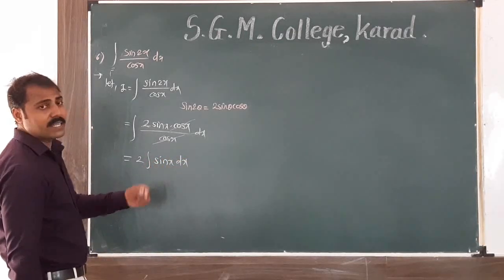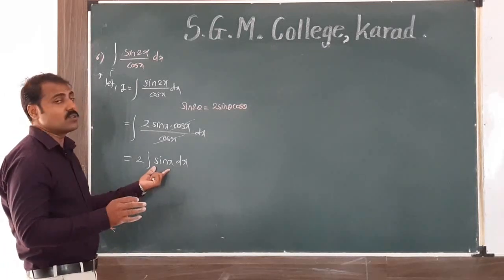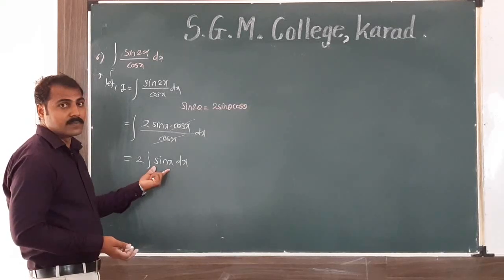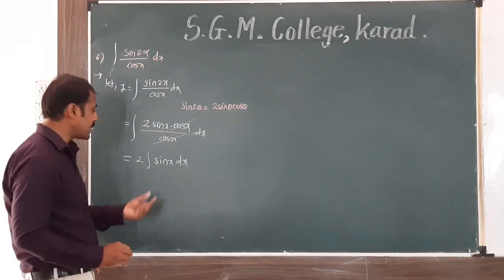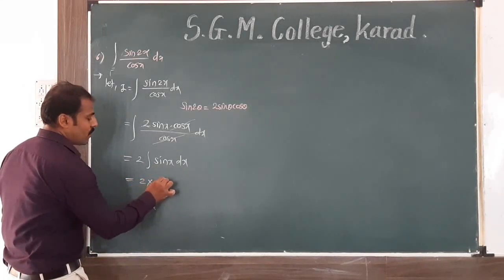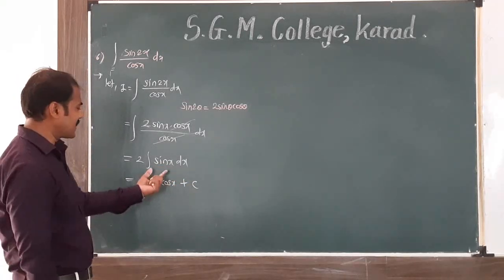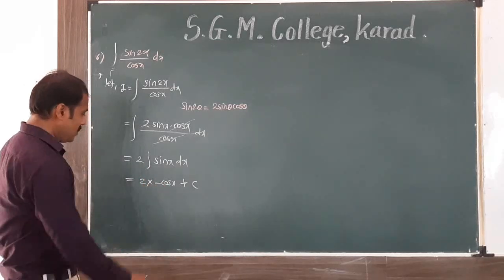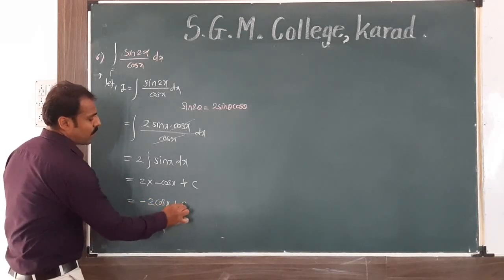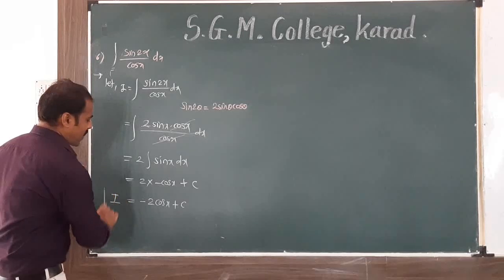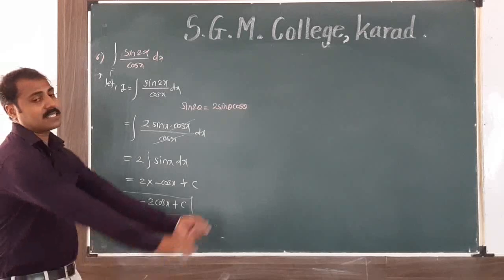Okay, whose integration is sin x? Whose derivative is sin x? Derivative of cos x is minus sin x. So derivative of minus cos x is sin x. So the answer is 2 into minus cos x plus c. Or we know the formula for integration of sin x. Integration of sin x is minus cos x. So 2 into minus cos x is minus 2 cos x plus constant of integration c. Here is the final answer of the given question, integration of sin 2x divided by cos x dx.